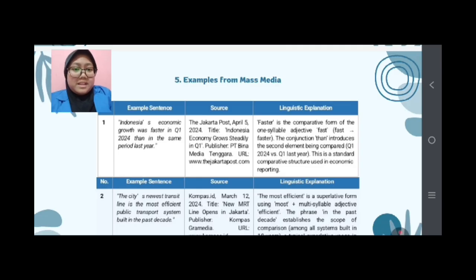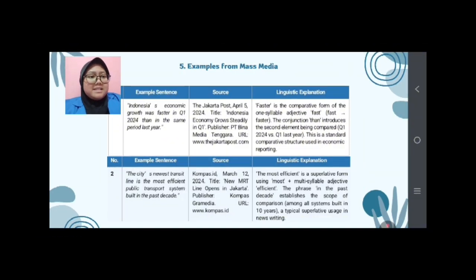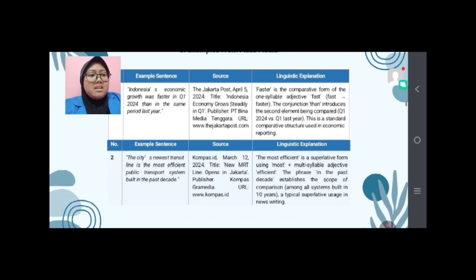The first example is: Indonesia's economic growth was faster in Q1 2024 than in the same period last year. The story is from The Jakarta Post, April 5, 2024. Title: Indonesia's economic growth steadily rising. Faster is the comparative form of the one-syllable adjective fast, and "than" is the conjunction introducing the second element being compared. This is a standard comparative structure in economy reporting.